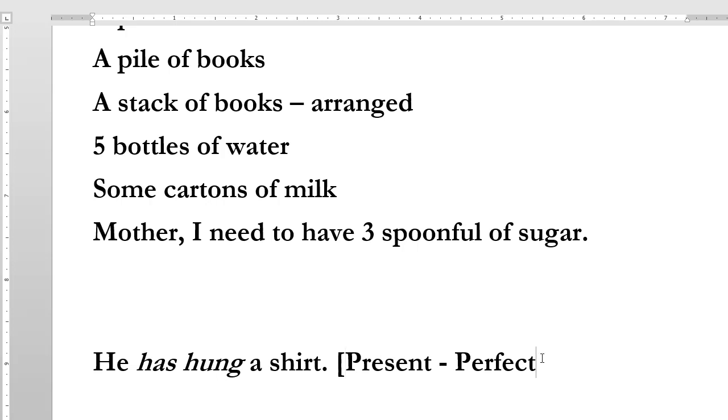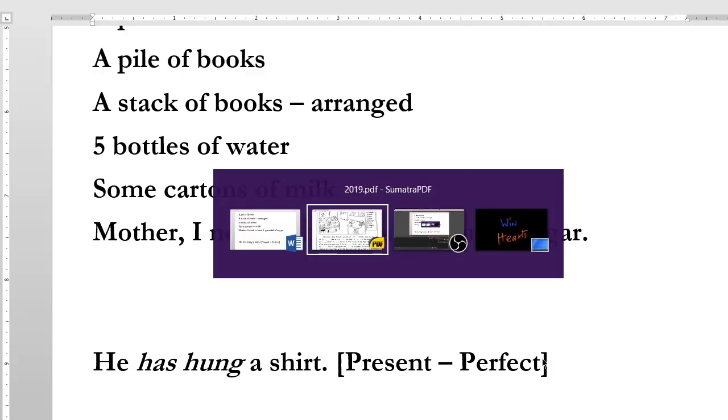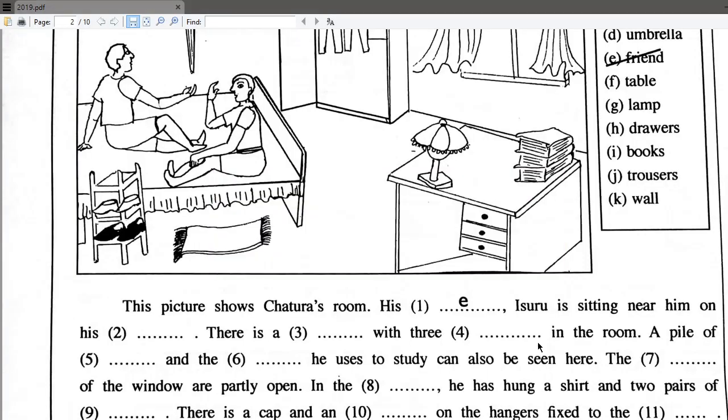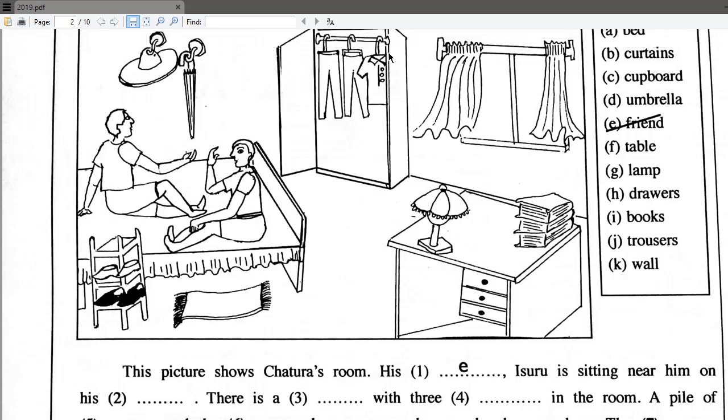So let this be a small snippet in grammar for you as well. "He has hung a shirt." What does it mean when you say he has hung a shirt? The shirt is already there. He has done it. Will he remove it? Yes, he will remove it. Will he put it there? Yes, he will put it there. It is up to him.